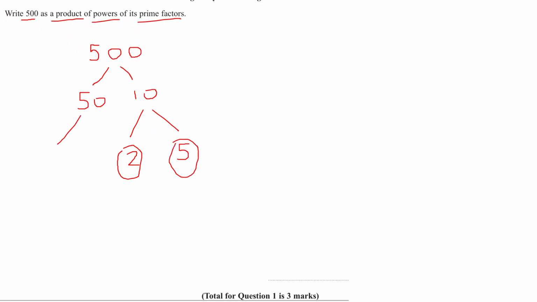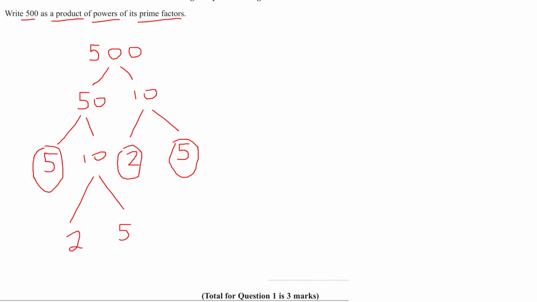50 decomposes into 5 and 10. Circle the 5 because it is prime. And then 10 decomposes into 2 and 5. Again, circle them because they're prime.